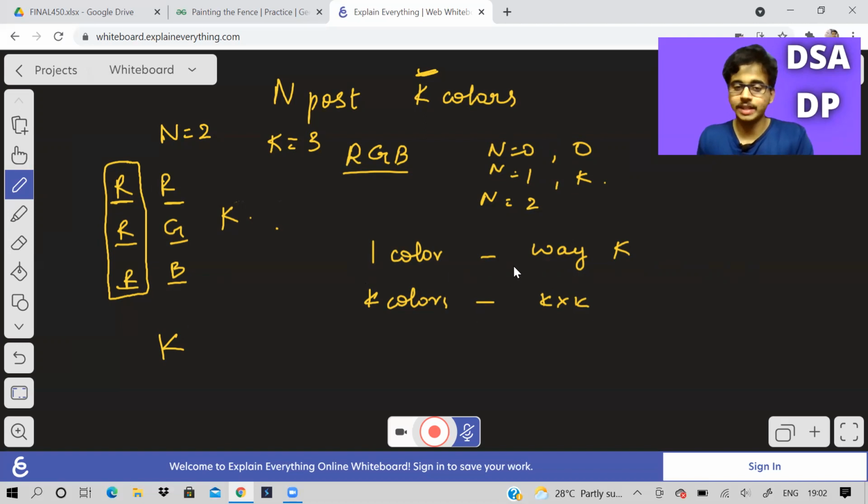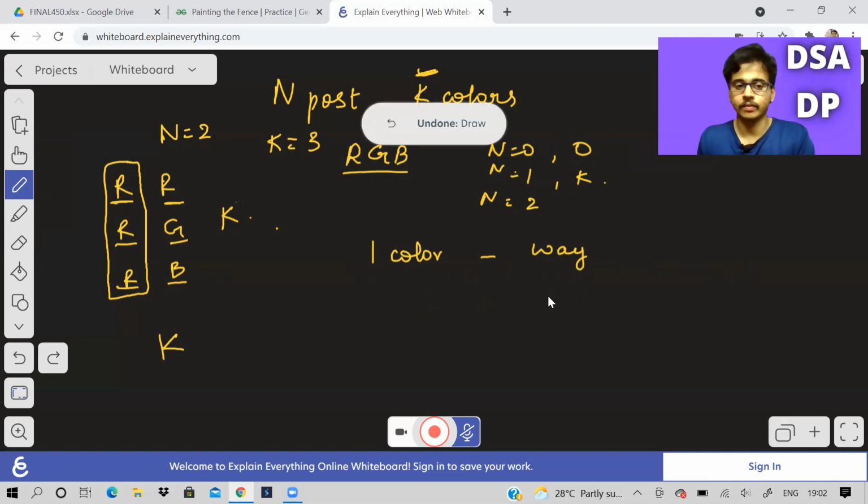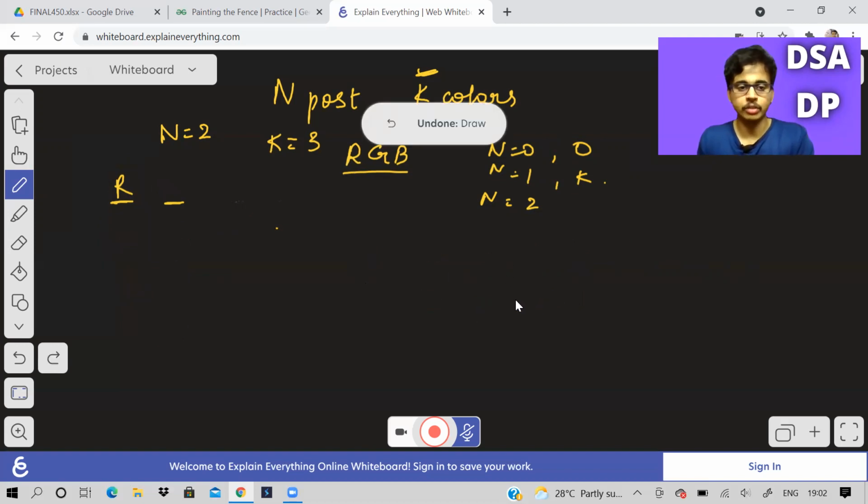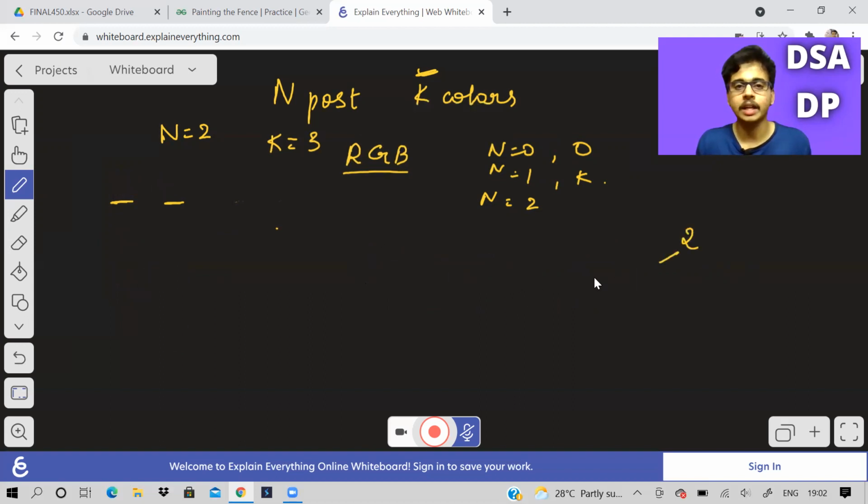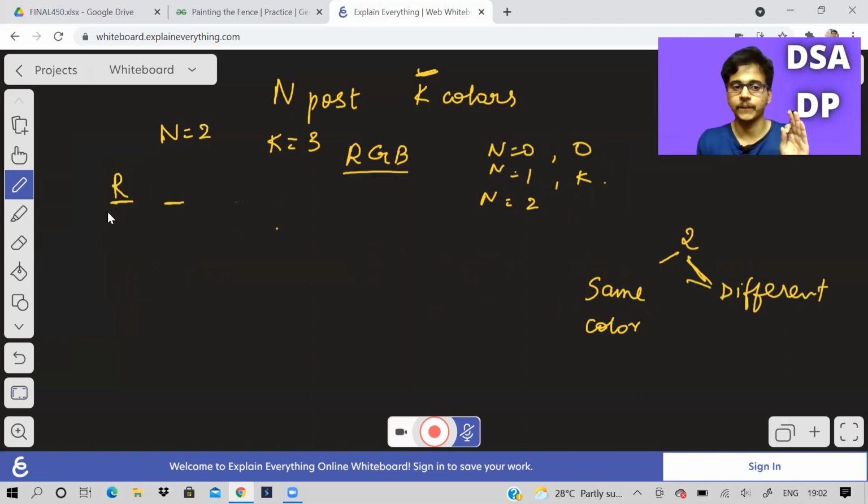Let us try to see the same thing in another way. There are two things in this problem: either you can color the adjacent post with the same color, or you can color it with a different color. So let us say you color the first post with R, red. Now let us say we color the next one with the same color, so R.